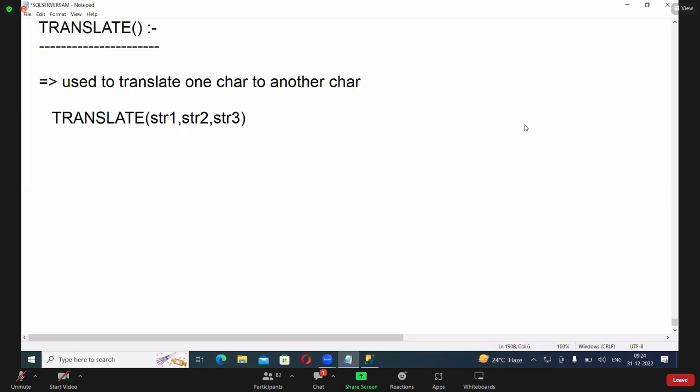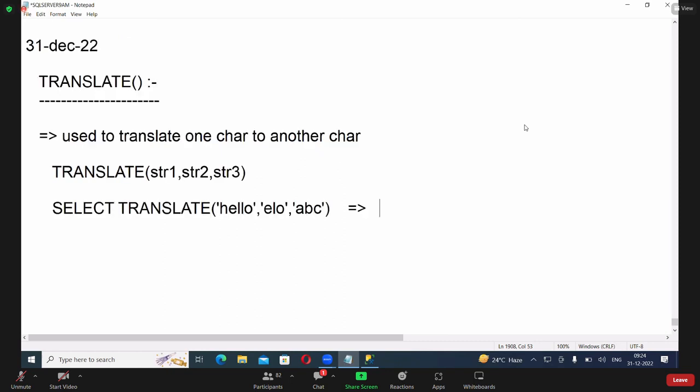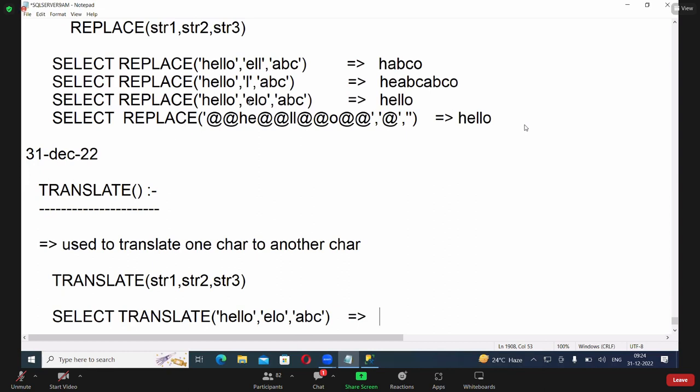Now let's see. For example, translate hello, ELO, ABC. Translated or not translated? Translated, because it will not check string, it will check characters. Earlier, what does replace check? It checks whether the string is there or not. But the string is not there, so not replaced.